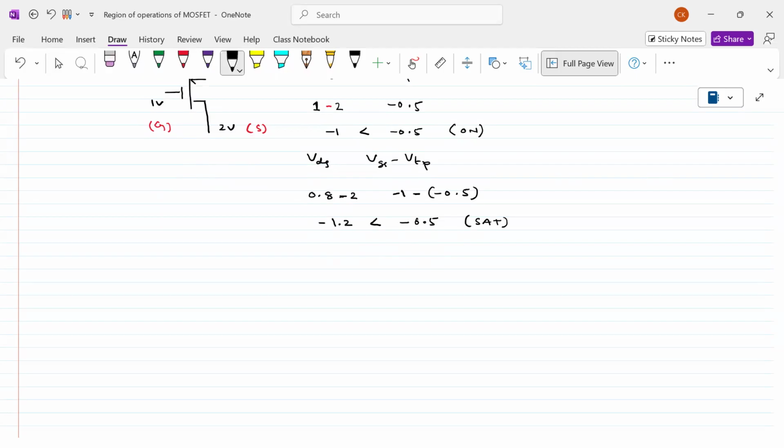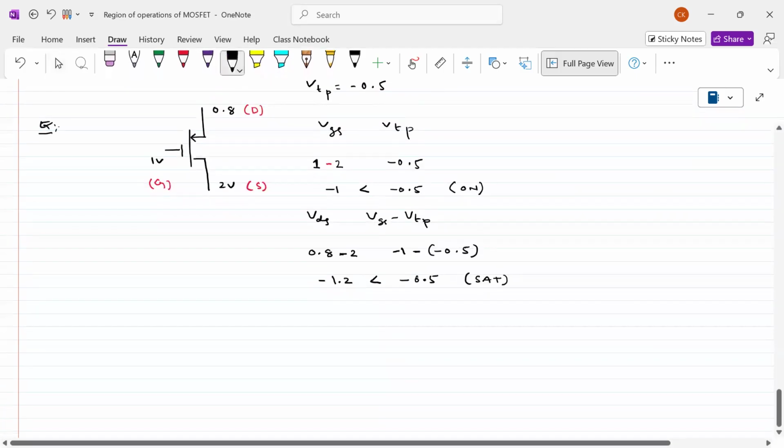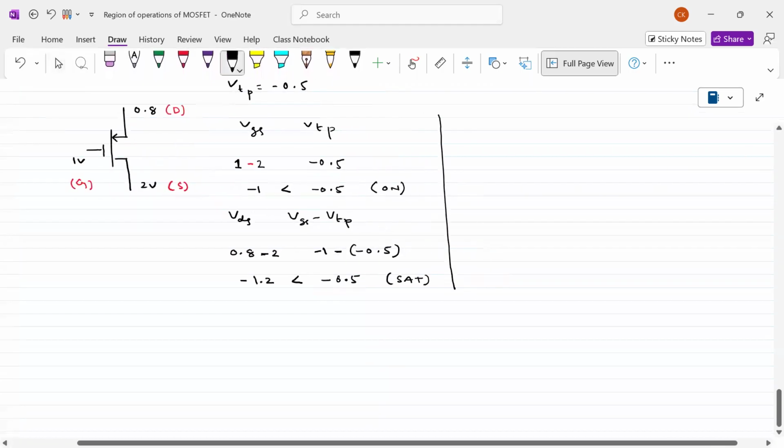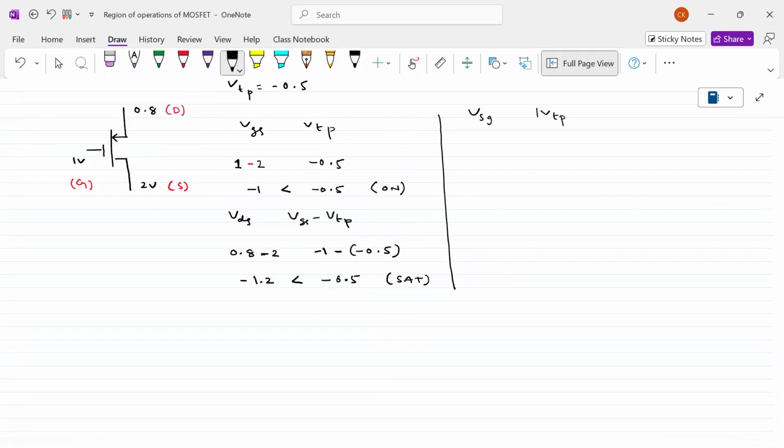If you want to look at this in the positive direction, let us do it that way. You have to consider VSG and the magnitude of VTP. What is the VSG here? 2 volts minus 1 volt is 1 volt. The magnitude of VTP is 0.5. It should be greater than, right? Then the transistor is on. This is satisfied.